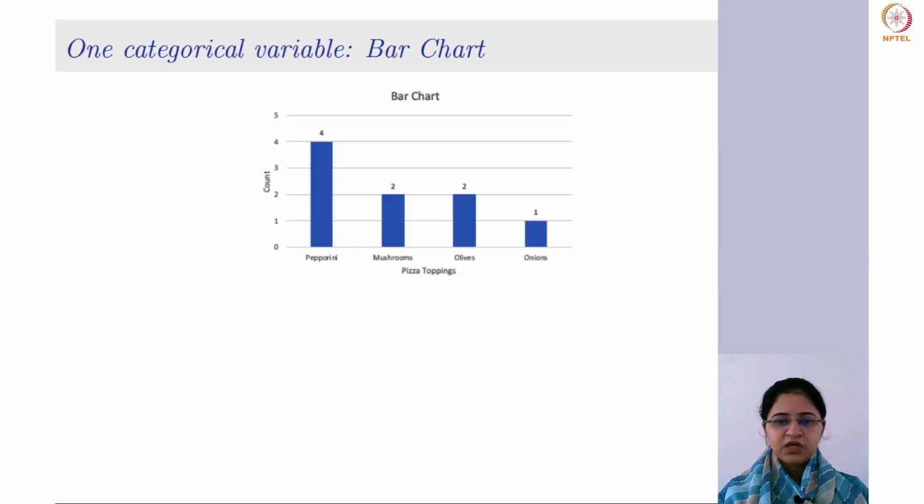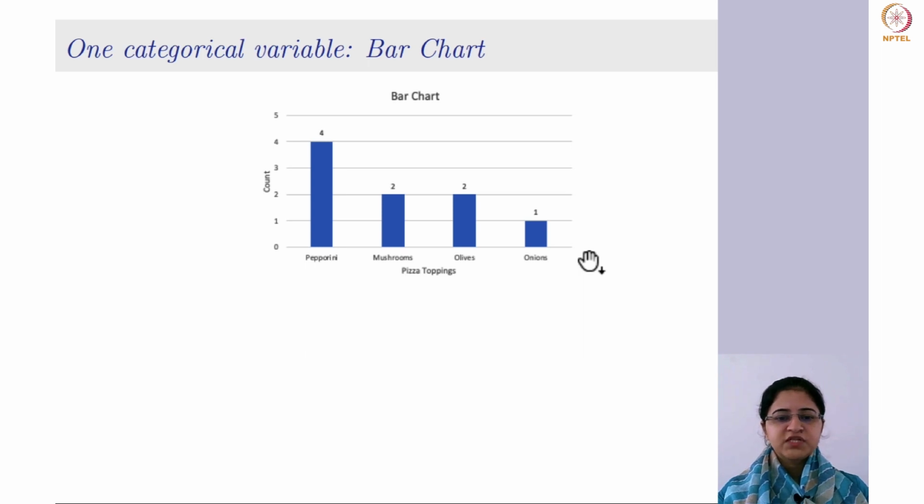It is done in this way. On the x-axis, you will mark pepperoni, mushrooms, olives and onions, and on the y side, you will mark the counts, and you will draw a bar at each category and the size of the bar corresponds to the number of counts. You can see that for pepperoni, the count was 4, whereas for mushrooms and olives, it was 2. So the height of the bar over here is 2 only. And last, onions, it is 1.